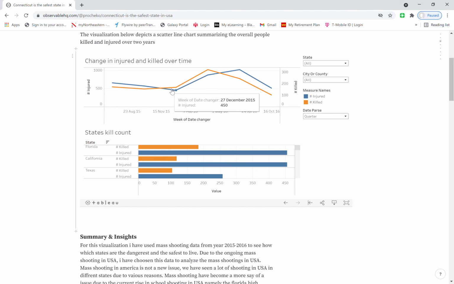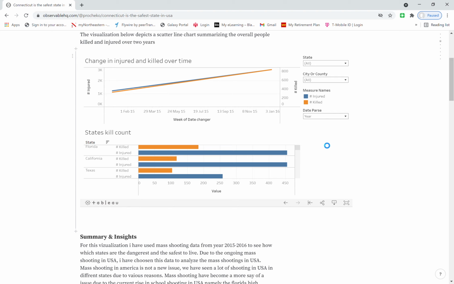The only time when killing has gone up has been between 27th December all the way to 27th March of 2016. And then there is yearly, which showcases a trend line towards increasing numbers. There's an increase in injured and number of people getting killed as the years go by.